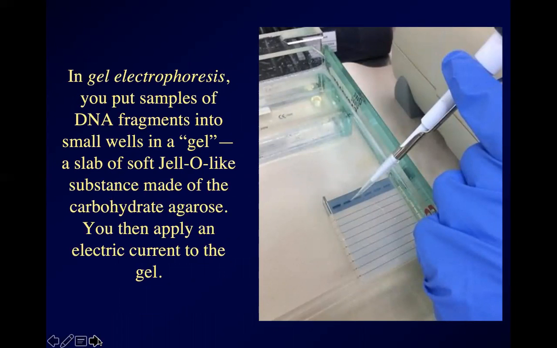So to do this, and you'll be doing this yourself soon, you take samples of DNA fragments and you put them into little wells. These are just little rectangular holes in a gel. And the gel is very soft and flexible and tears easily. It's roughly the consistency of Jell-O, but unlike Jell-O, it's made of a type of carbohydrate called agarose. You put DNA samples into a gel, and then you plug the gel into a rig that applies an electrical current. You put electricity through that gel.